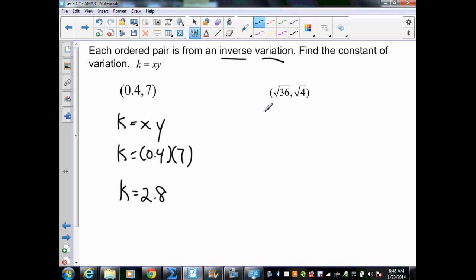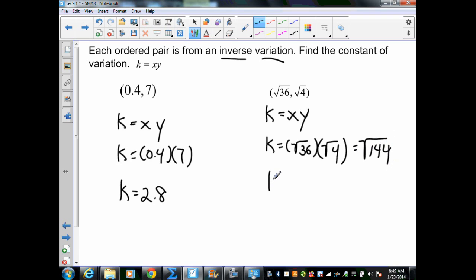On my next one, again, an inverse variation, K equals X times Y. Bring down the K, substitute in. I have the square root of 36 times the square root of 4. I could multiply that together and get the square root of 144. Or I could write K equals the square root of 36 is 6 times the square root of 4 is 2. In either case, 6 times 2 is 12, and the square root of 144 is also 12.